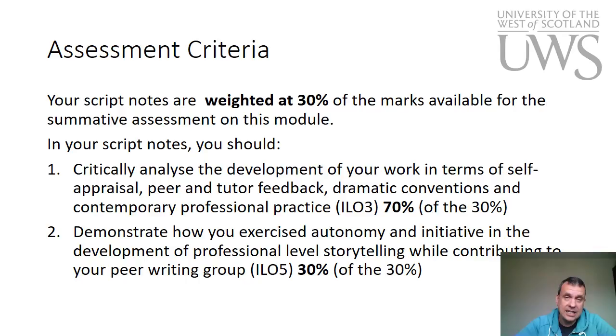The second criteria is entitled learning outcome 5, and that's where we're asking you to demonstrate how you contributed to the peer writing groups, and how you benefited from that, and how the peer writing groups helped you develop your script, or maybe gave you suggestions that you rejected and why you rejected them, but also, very importantly, how you helped others. So that's the assessment criteria that's applicable for your script notes.